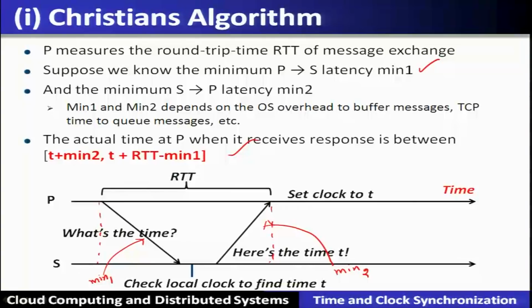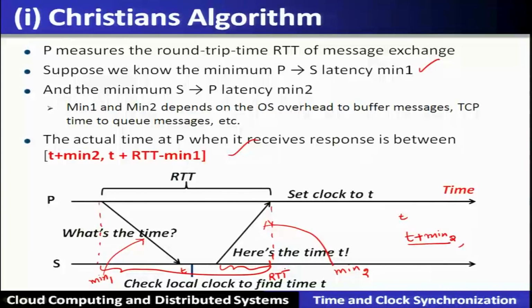So, let us see what the minimum response is. The actual time at P when it receives the response, the minimum of that bound, is T plus the minimum latency involved, because T is the time which is stored and sent, so this latency will be added. And what is the maximum of these values? The maximum will be the time T plus the round trip time RTT, that is this entire time.